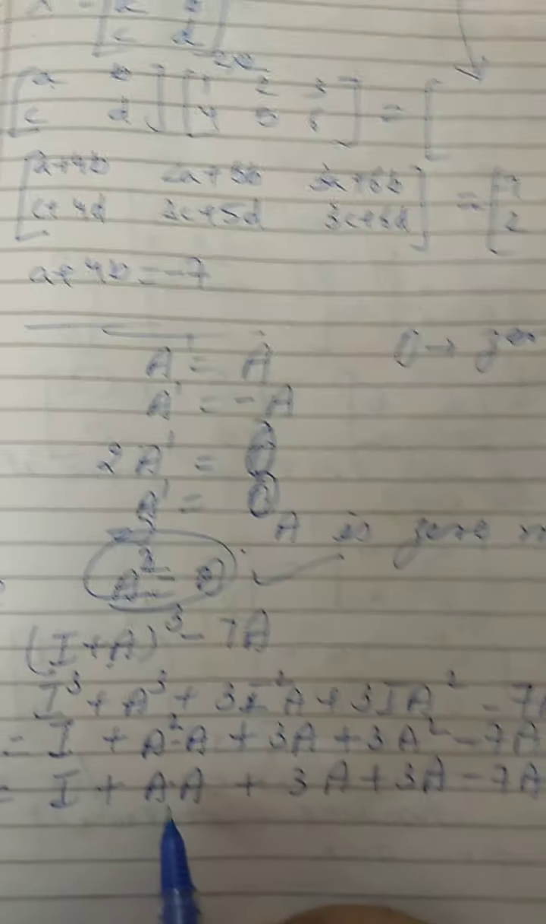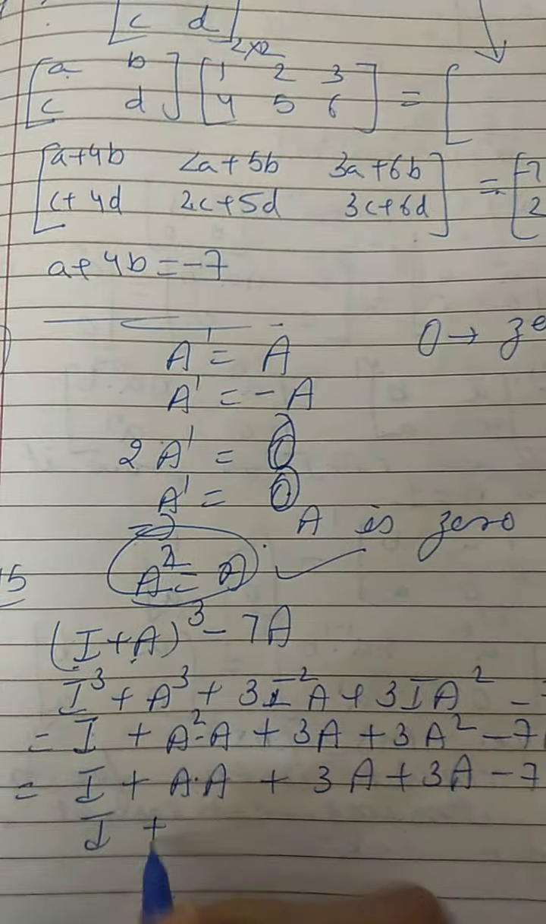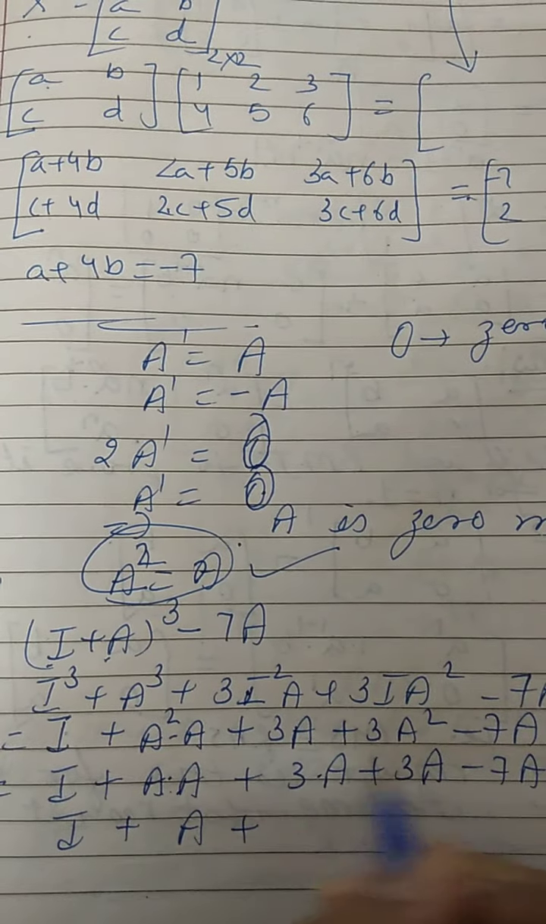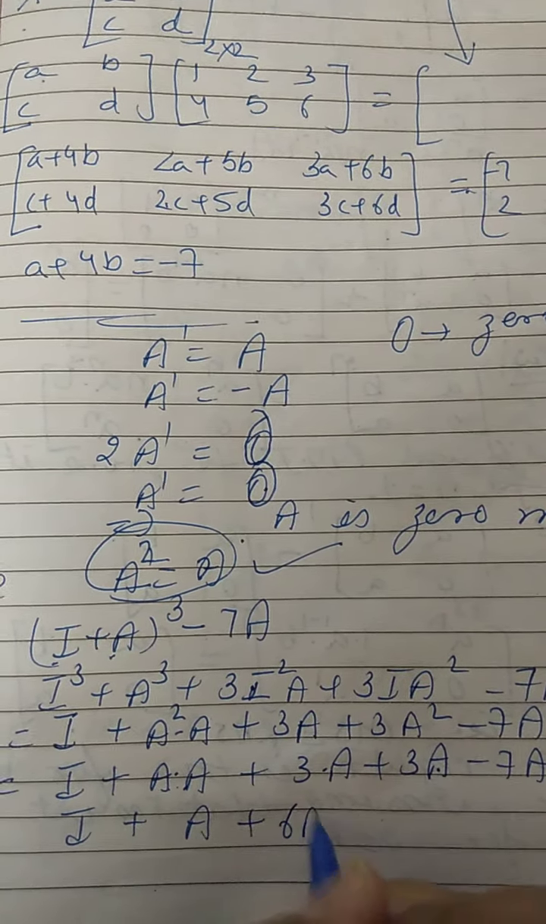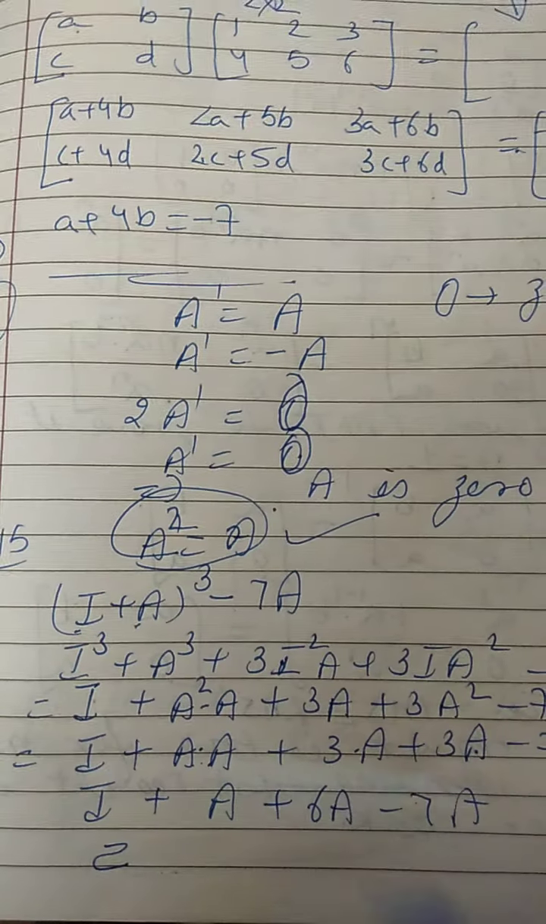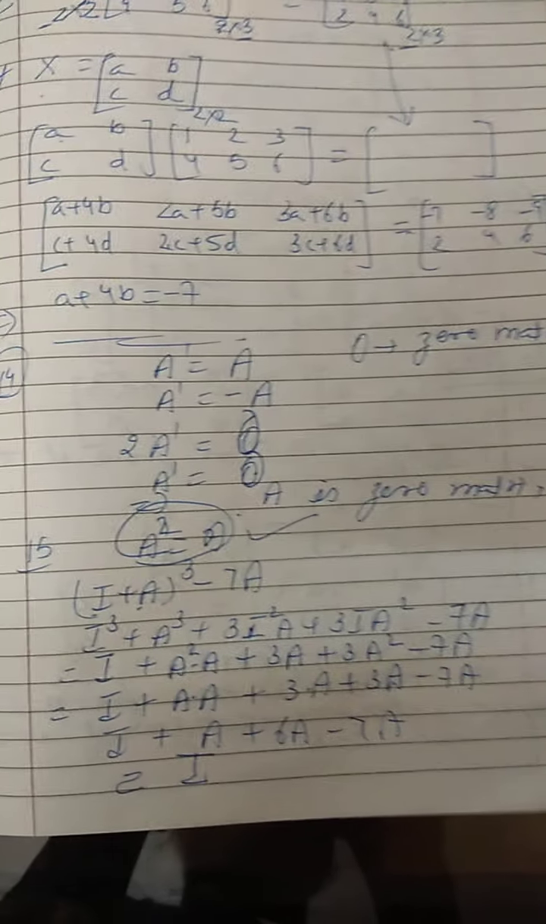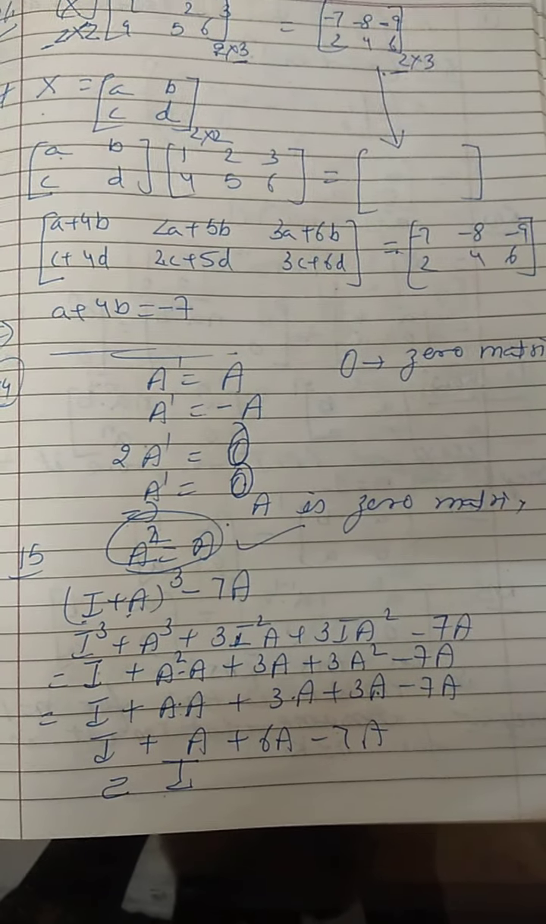Once again we are getting here A square, so A square is again A, so we will get I plus A plus 3A plus 3A is 6A minus 7A. So 6A plus 1A is 7A, 7A minus 7A cancelled, so the answer will be I. So here sum number 15, the answer will be I matrix, that is I think option number C.